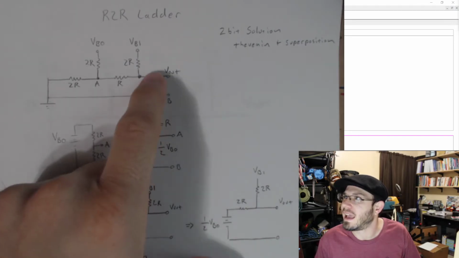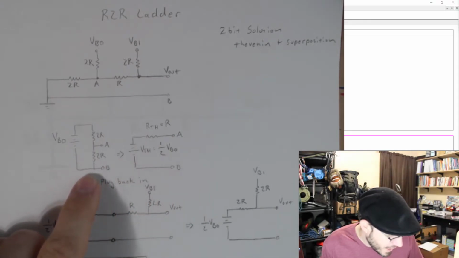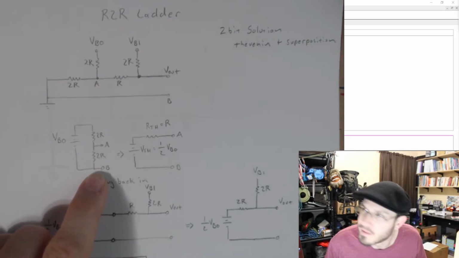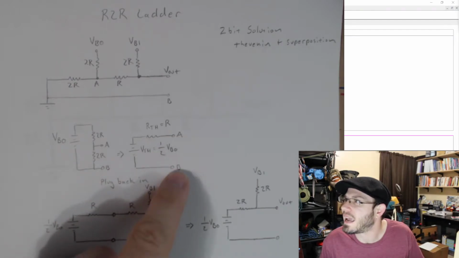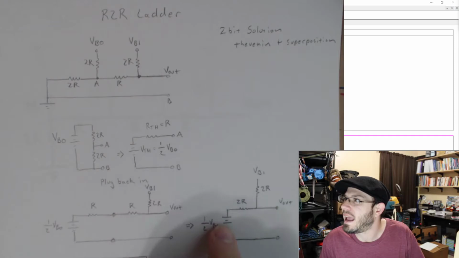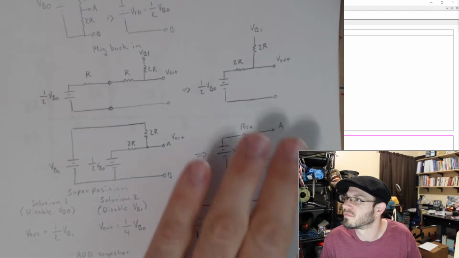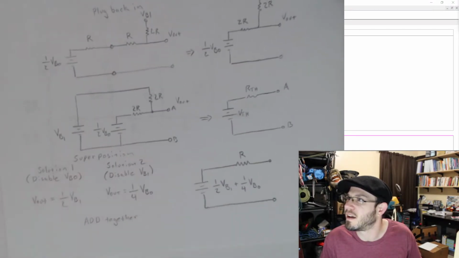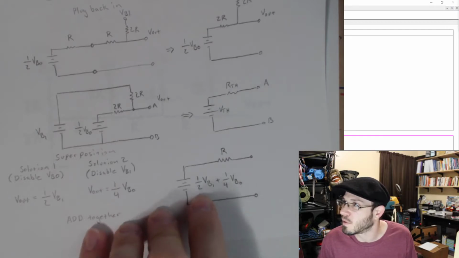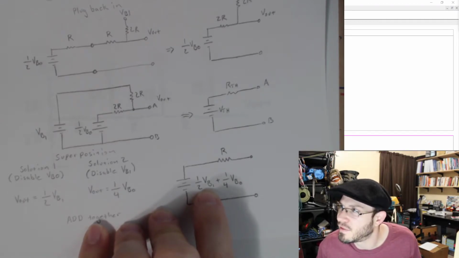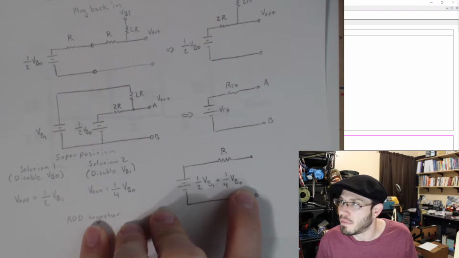If you take our 2-bit R2R ladder circuit and rearrange it like this, VB0, and then you solve for the voltage between A and B, and plug this back into your original and apply superposition, you end up with a result like this, where we have half of the voltage contributed by B1 and a quarter of the voltage contributed by B0.